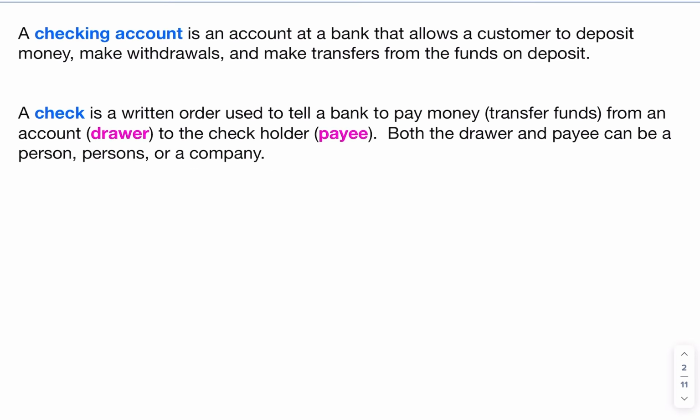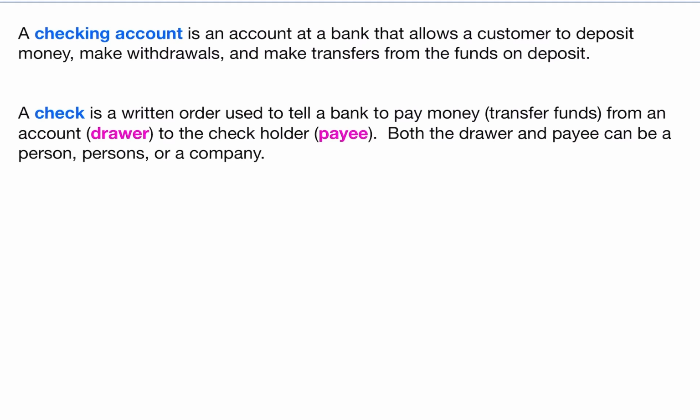All right, so in the basics, a checking account is essentially an account at a bank that allows you to make deposits, to make withdrawals, and then make transfers from the funds on deposit. Now, a check is a written order used to tell a bank to pay money or transfer funds from an account. So in this case, if you write a check, you would be considered the drawer, and that check given to the recipient would be the check holder, also known as the payee.